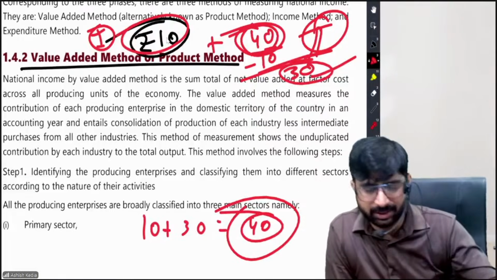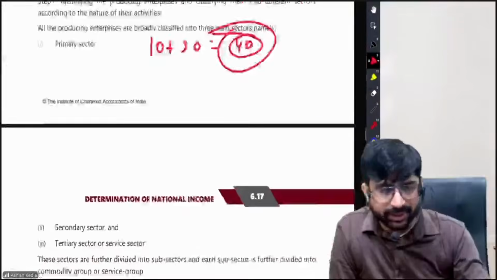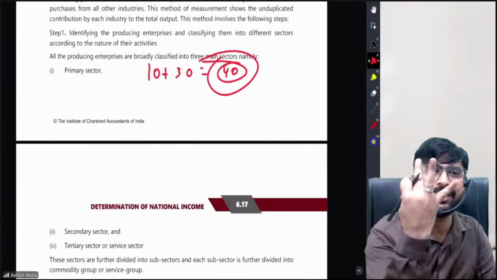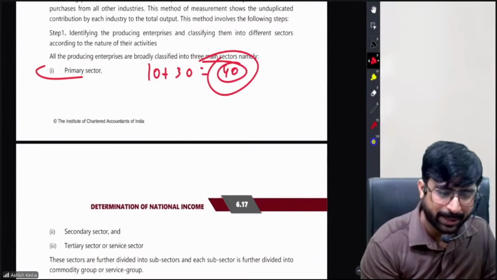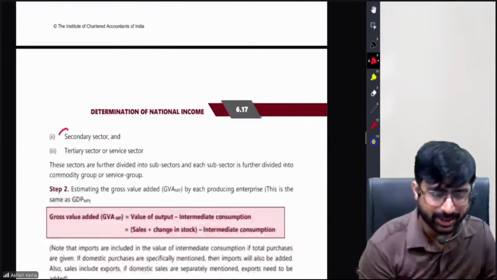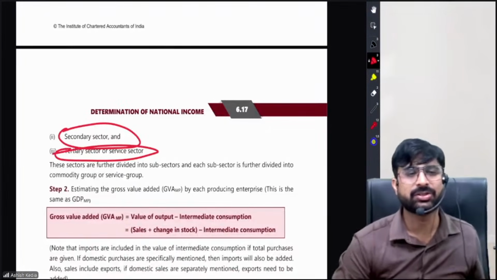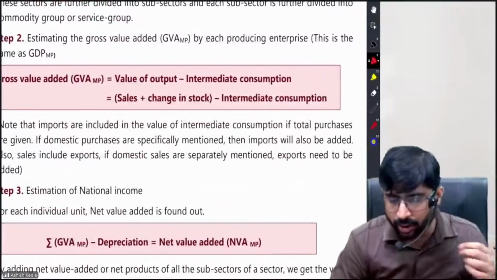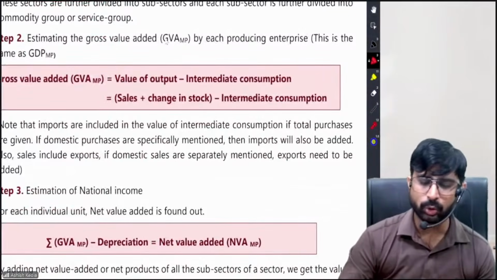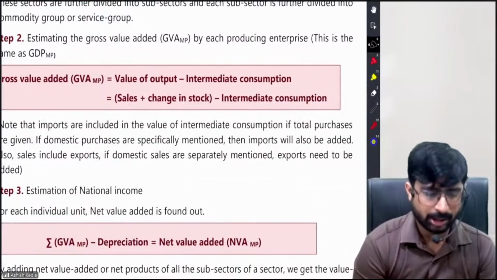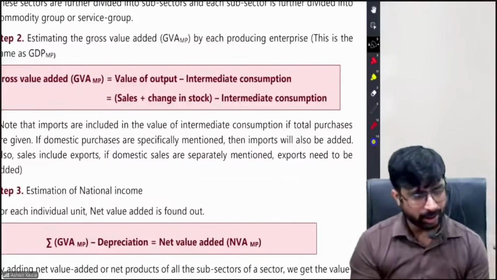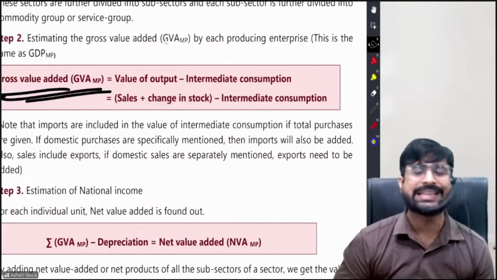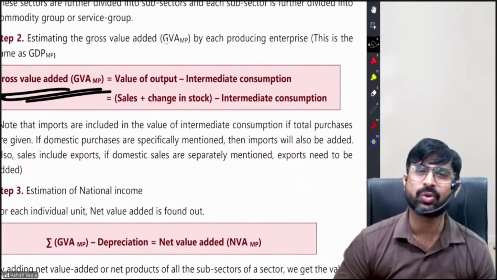For the value added method, you have to compute the value added of each sector. How many sectors are there in the economy? Three: primary sector, secondary sector, and service or tertiary sector. For computing value added at any stage, you need to do one thing only. You can write it down, class. GVA at MP. Value added by any sector.